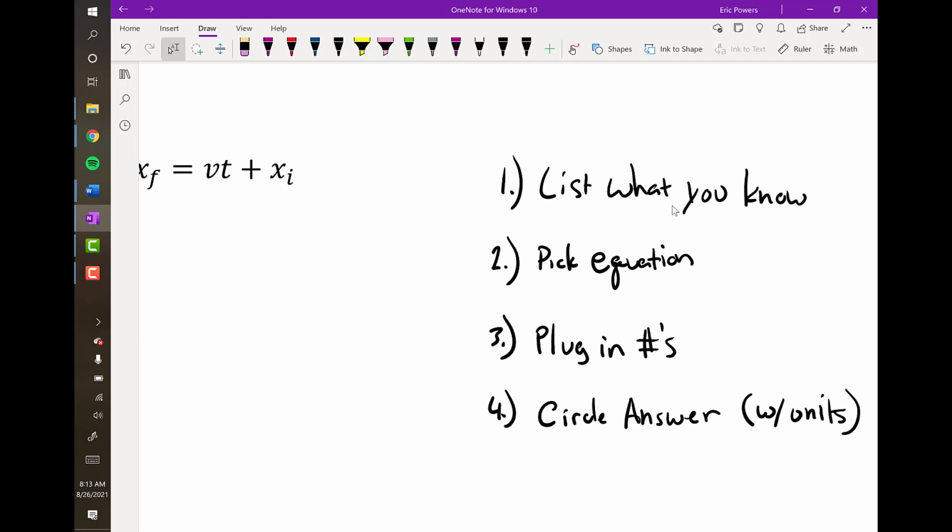It's very important that you learn this problem-solving method, because when you are stuck on something very abstract later on, I'm going to ask these four questions. What do you know? What equation solves for what you need? Did you put those numbers in, and where's your answer in units? It's really that straightforward.